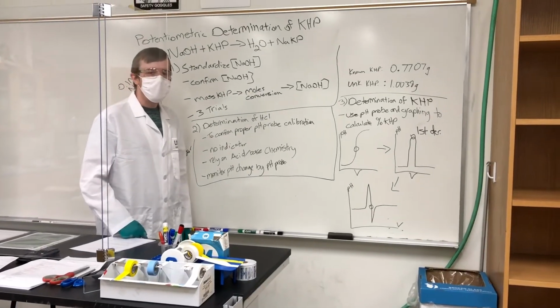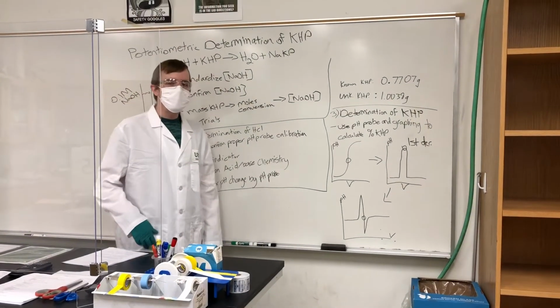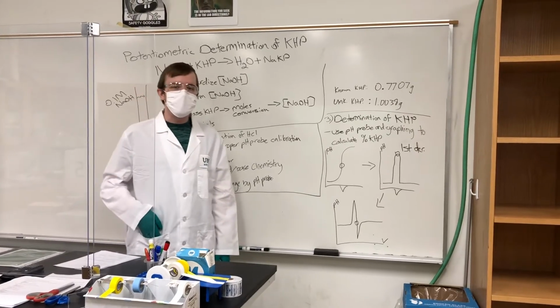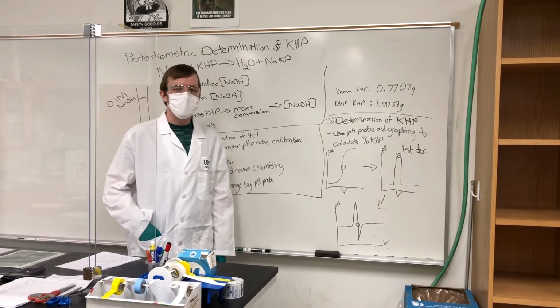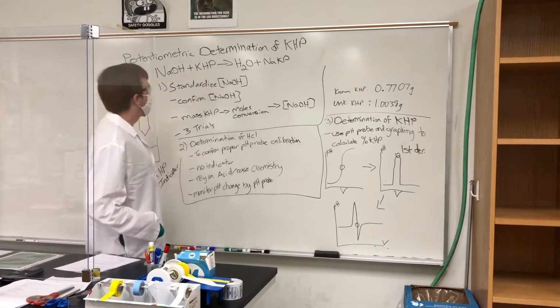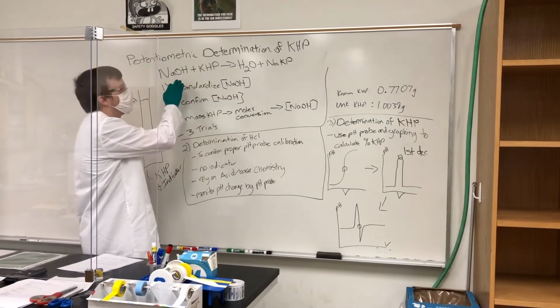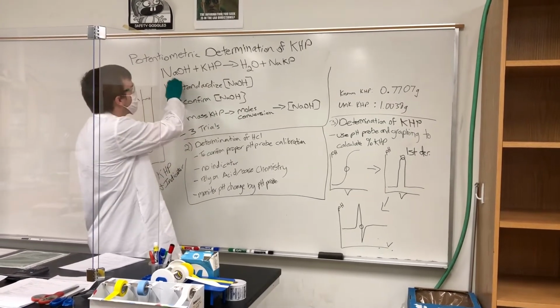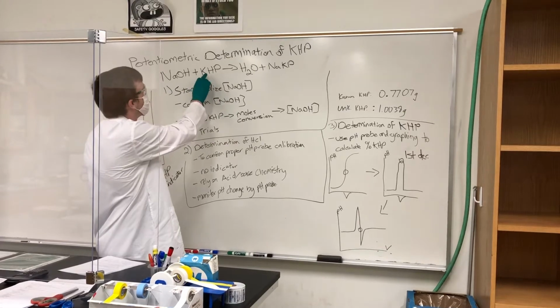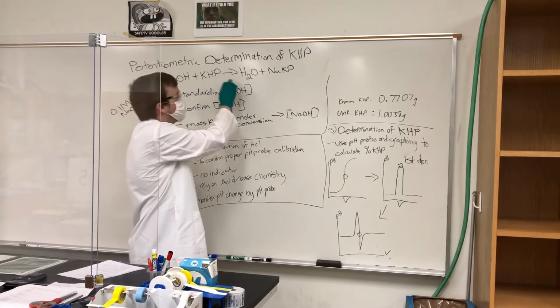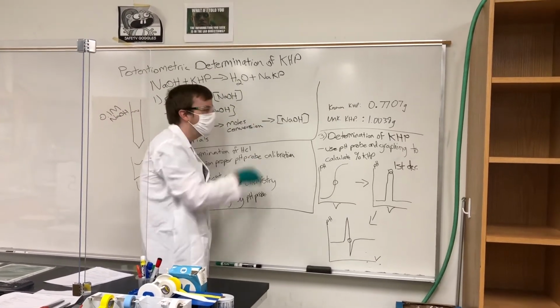Hello everyone. I am providing a demonstration video for the potentiometric determination of KHP for CAN 3452. The overall chemical equation that we're going to be following is sodium hydroxide with the addition of potassium hydrogen phthalate, which yields water and sodium KP.